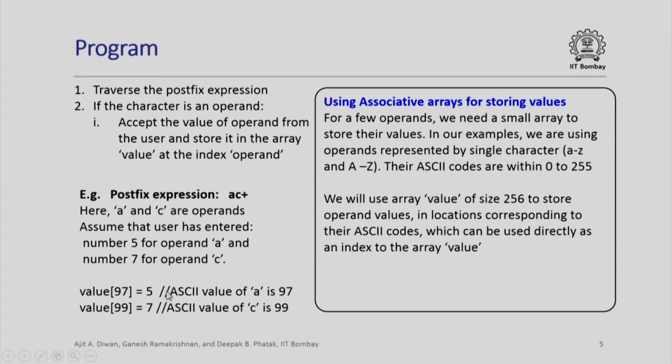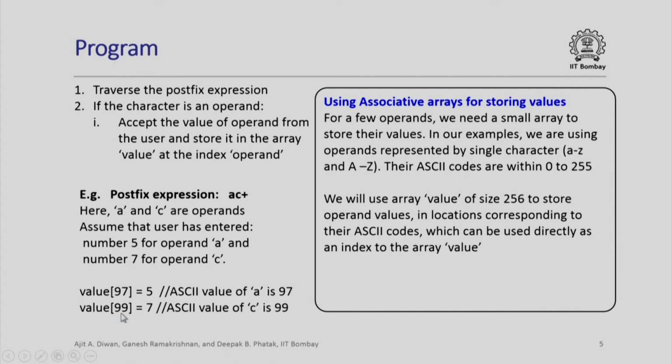What we will do is, we will store the value 5 in the 97th element of the value array. Why? Because 97 is the ASCII code of A. So, you see, we do not require to search for the actual operand codes and then find out in which location the value will be stored, etc. We directly look at the operand, directly find out its ASCII value and directly use it as an index. Similarly, if somebody inputs a value 7 for operand C, we know the operand is C, we directly use the ASCII code of the operand C, which is 99, and push the value 7 in the 99th element of the array.